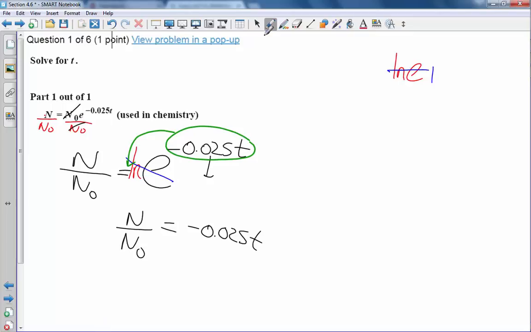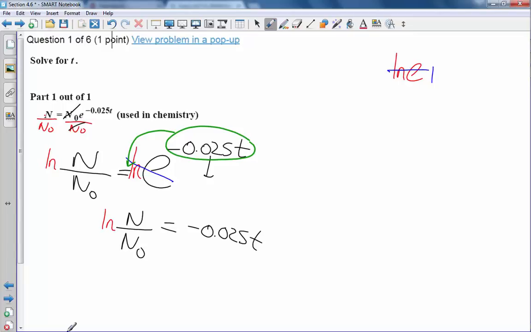Yeah. You can't just put ln on one side of the equation. It's not fair. Equations are like balance scales. If you put some weight on this side, you need to put weight on the other side as well. So you need to do it to both sides. I have an ln. Yes.